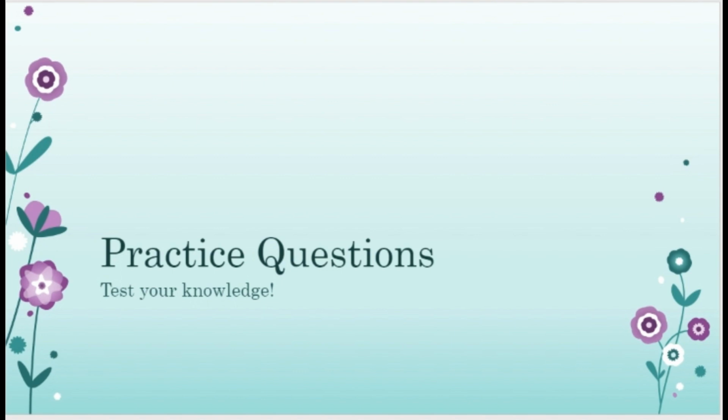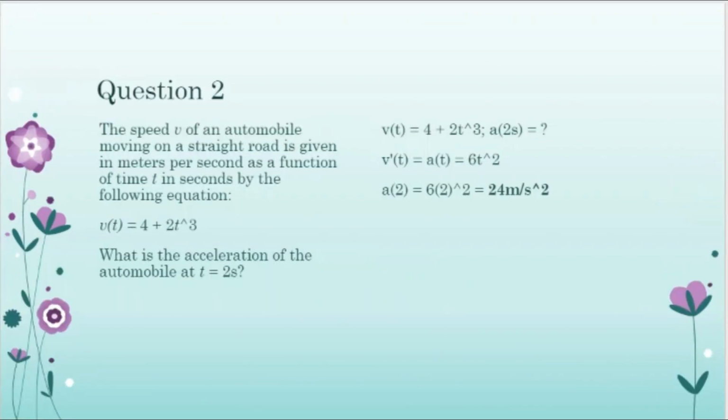So now we can look at some practice questions. So first, question 2 in the packet. The question says the speed v of an automobile moving on a straight road is given in meters per second as a function of time t in seconds by the following equation. V of t equals 4 plus 2t to the third. And it asks, what is the acceleration of the automobile at t equals 2 seconds?